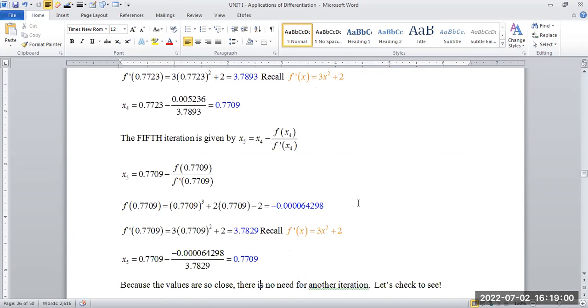I went to a fifth one, but I didn't have to. There's no need, the values are so close. There's no need for another iteration. So to 2 decimal places, your answer is going to be 0.77. Agree? Yep. There you go.